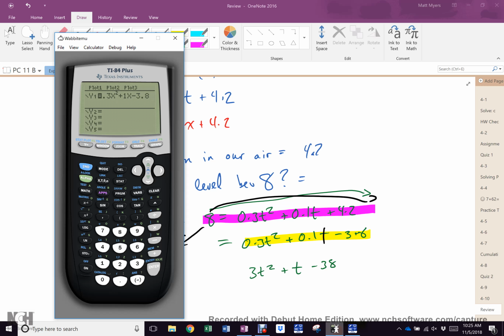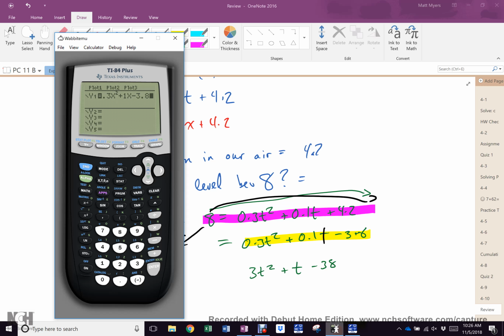When I'm entering it into the equation, it's this button. But what if this was negative? What button would it be? This one. Everybody cool? So I've got it entered. I'm ready to go. What do I push now?